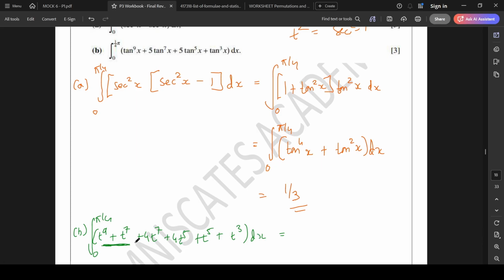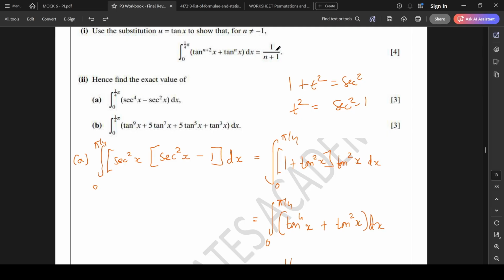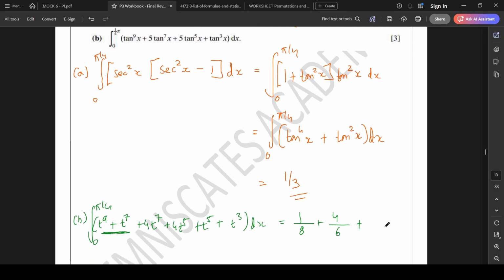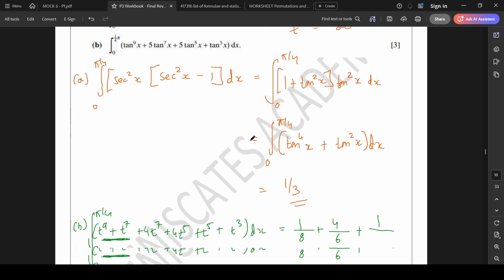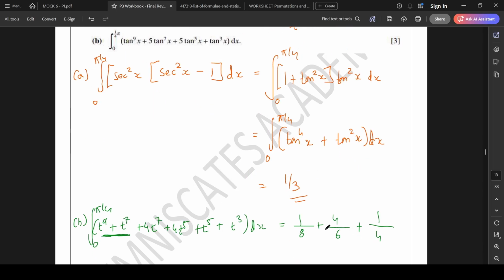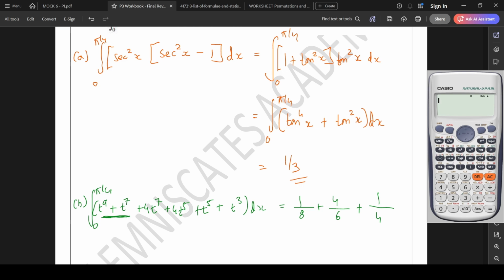And now I can say that this integration will be 1 over 7 plus 1, which is 8. Then 4 times 1 over 5 plus 1, which is 6. Of course, I'm using this rule if you're getting confused. Okay. And then for the last one, this is 1 over n plus 1. So n value is 3 in this case. So it will become 4. You can substitute all of this into your calc and get your answer. So you are having 1 over 8 plus 1 over 4 plus 4 over 6. And the answer comes out as 25 over 24.